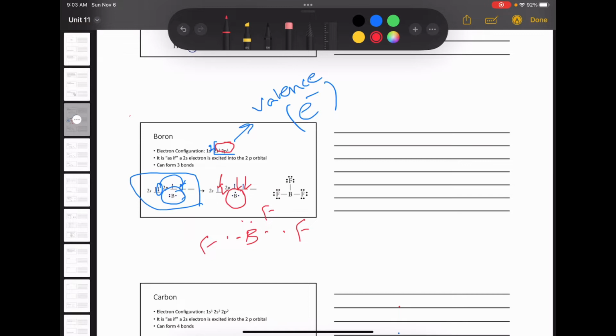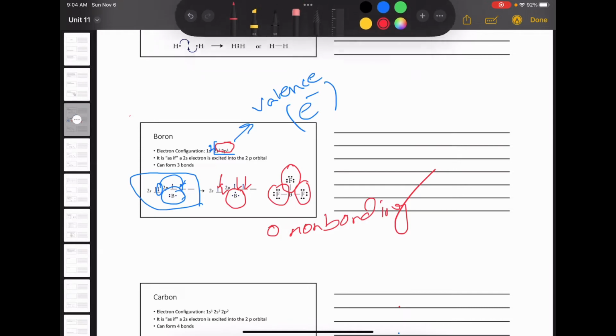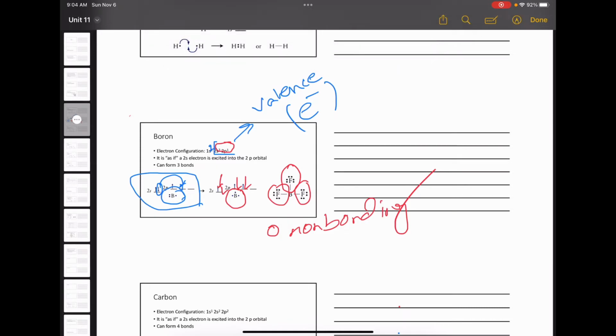We don't have any non-bonding pairs, correct? Do we see any electrons that have just sat around, didn't really get involved in the coupling with the other electron coming from the fluorine? The answer is no. So all the electrons have been paired. That's why boron has all bonding pairs and zero non-bonding pairs of electrons. That's when it comes to the boron. So this is how the 3 bonds for the boron are usually formed.